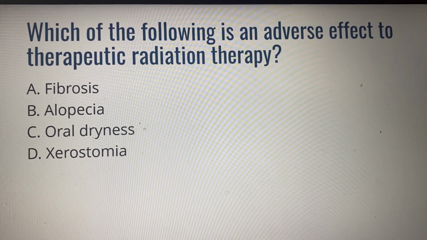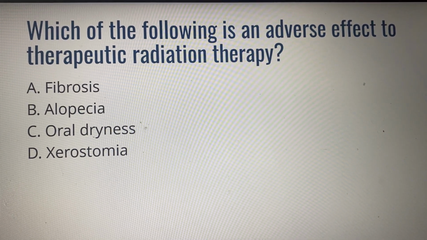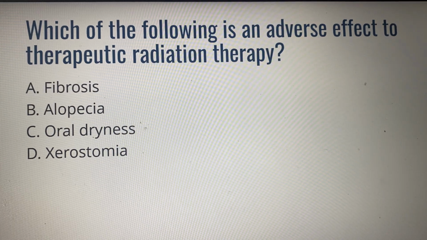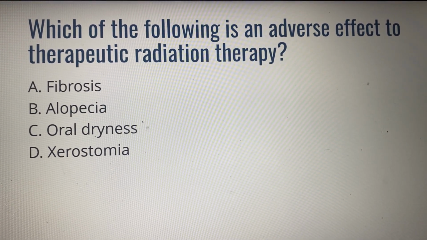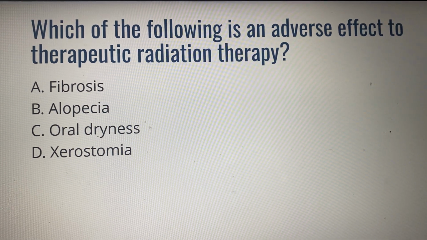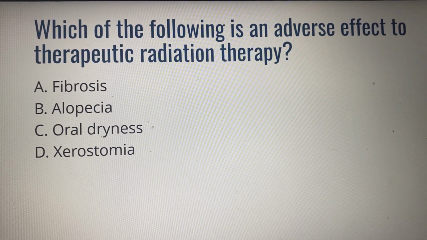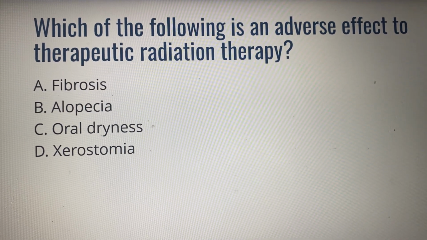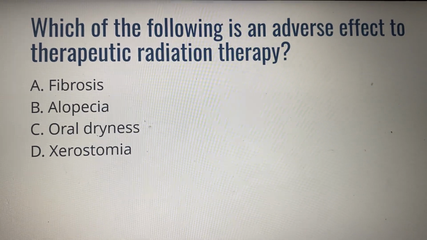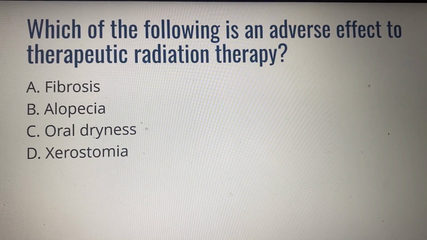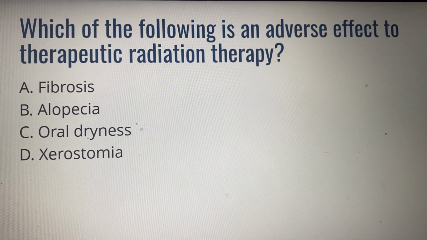All right, so we're looking at adverse effects to therapeutic radiation. Which one of the following conditions is one? We're trying to find the other piece to the puzzle of adverse effect of therapeutic radiation therapy. Is it A, fibrosis, B, alopecia, C, oral dryness, or D, xerostomia? All right, so go ahead and write your answer and then return to this question.